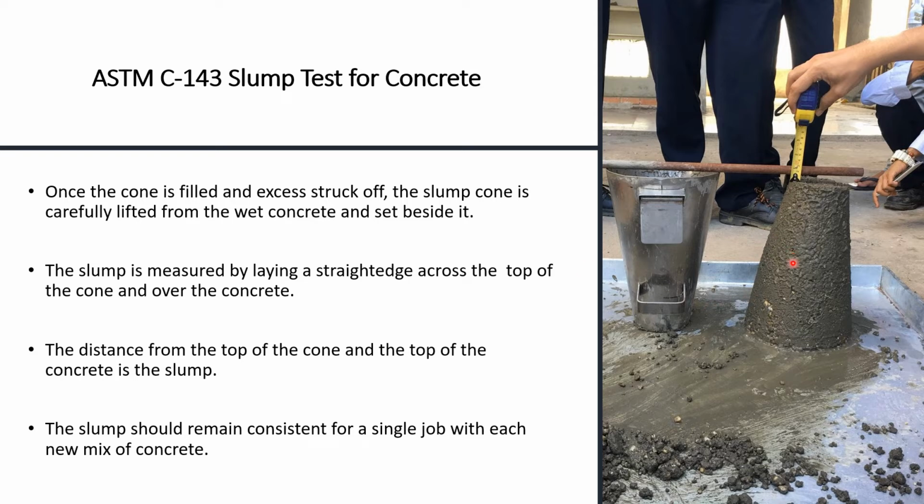Once the cone is filled and the excess struck off, the slump cone is carefully lifted from the wet concrete and set beside it. Then you're going to measure the slump by laying a straight edge across the top of the cone and over the concrete. Then you measure the distance from the top of the cone to the top of the concrete, and that is your slump.